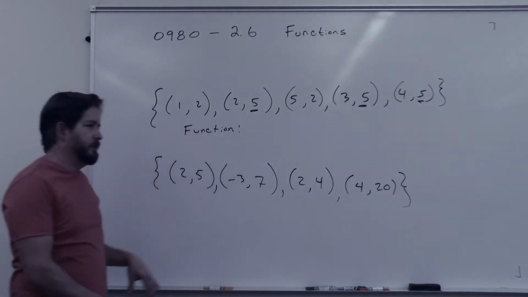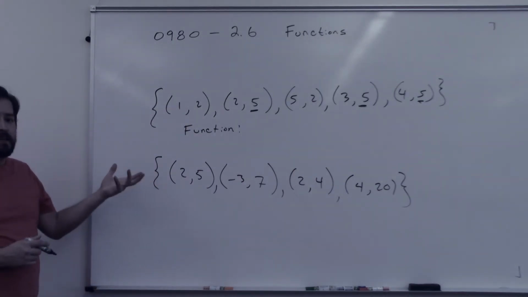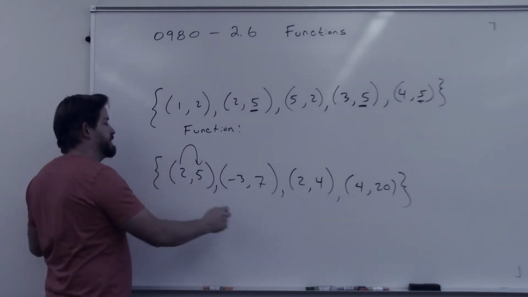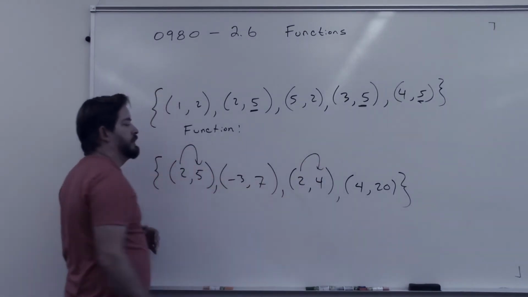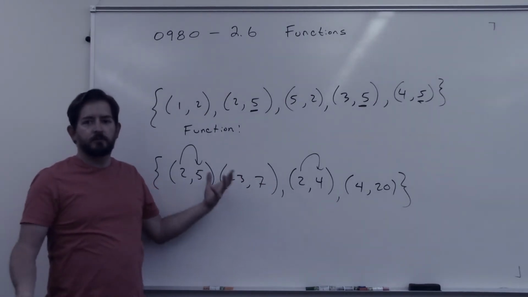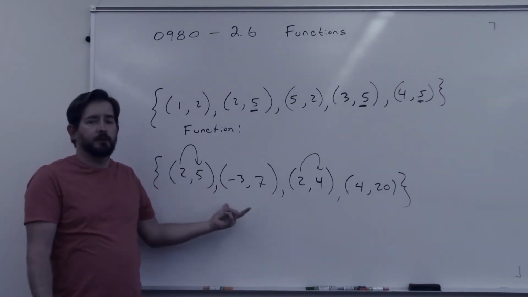Okay. This relation is not a function because 2 goes to 5 in one case, but it goes to 4 in another case. So that's like saying this guy's got 2 phone numbers, right? Which one do you want? I don't know, we have to figure it out.